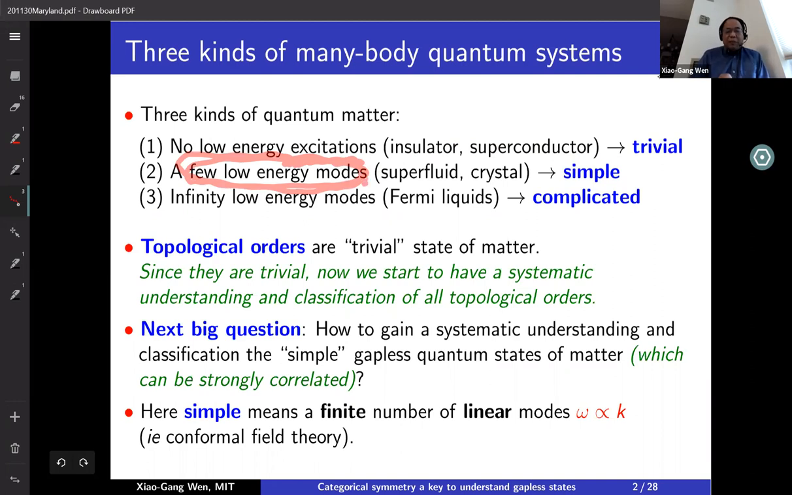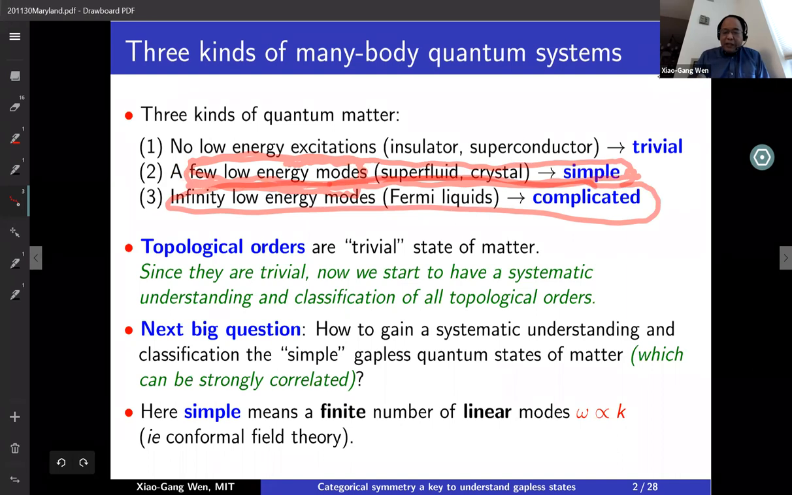So this is a problem. Then we don't know how to understand those gapless systems. Basically, the gapless system without quasi particle, this is the main thing, and this is hard. The categorical symmetry is designed for the second one. And for the third one, we also have two situations. The gapless states with quasi particle, which is Fermi liquid, then we don't need anything fancy.